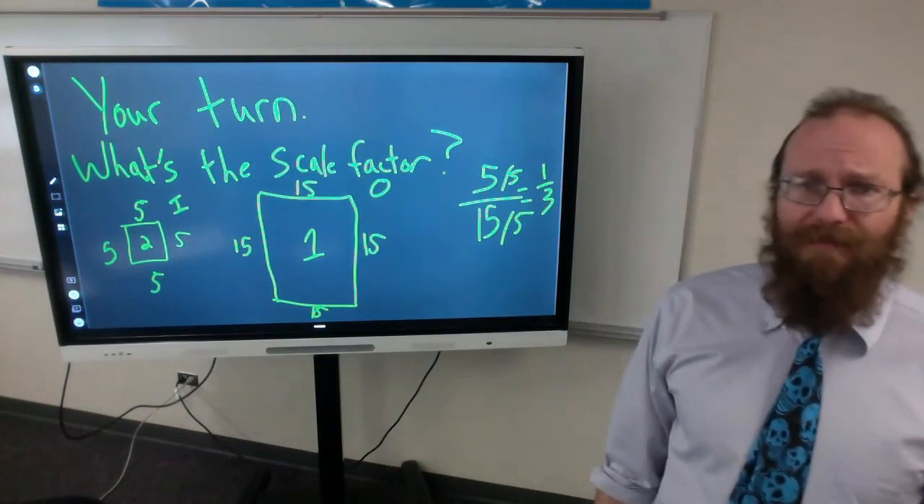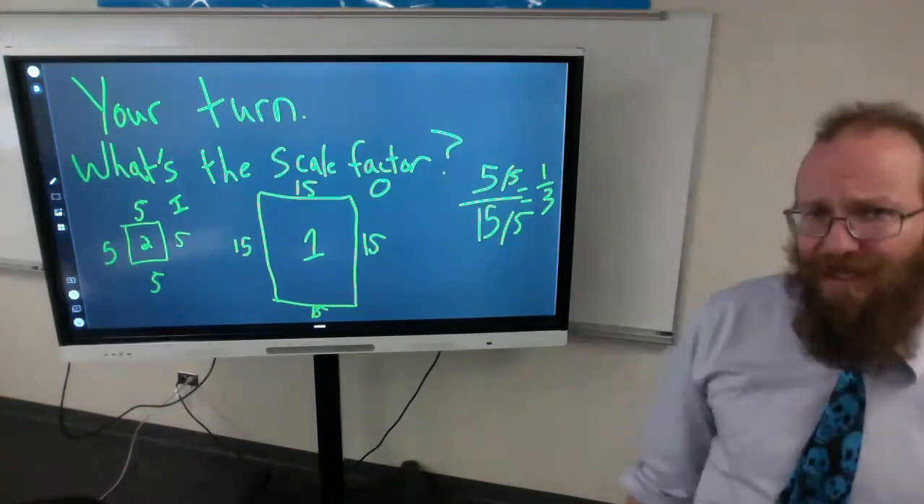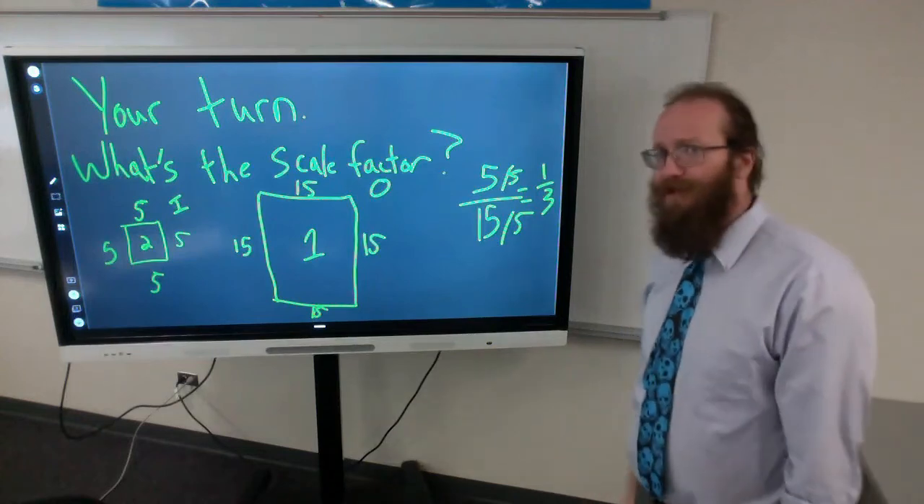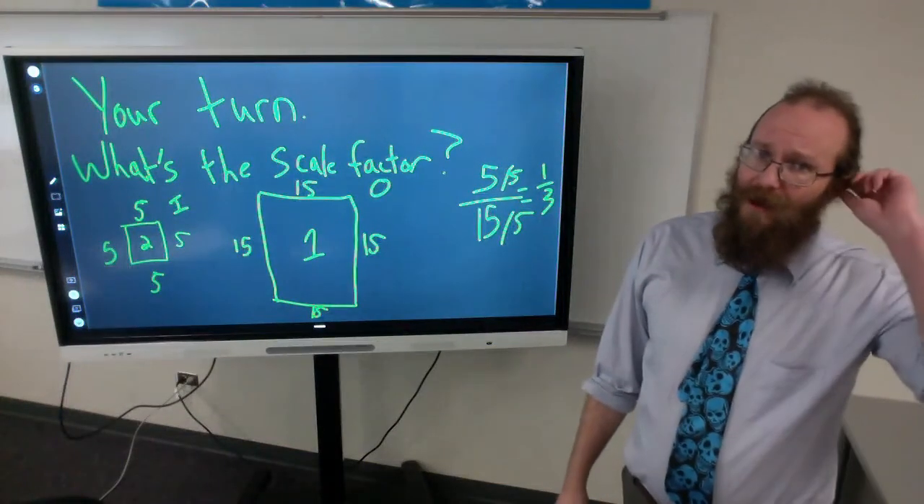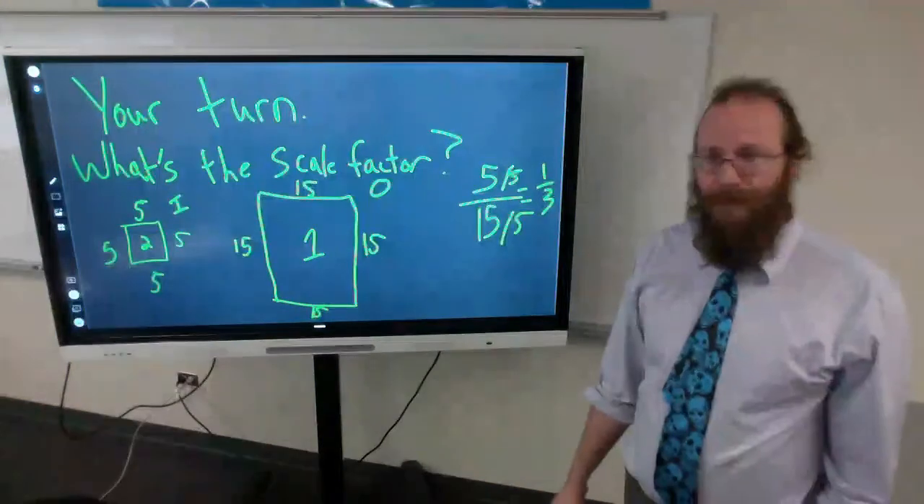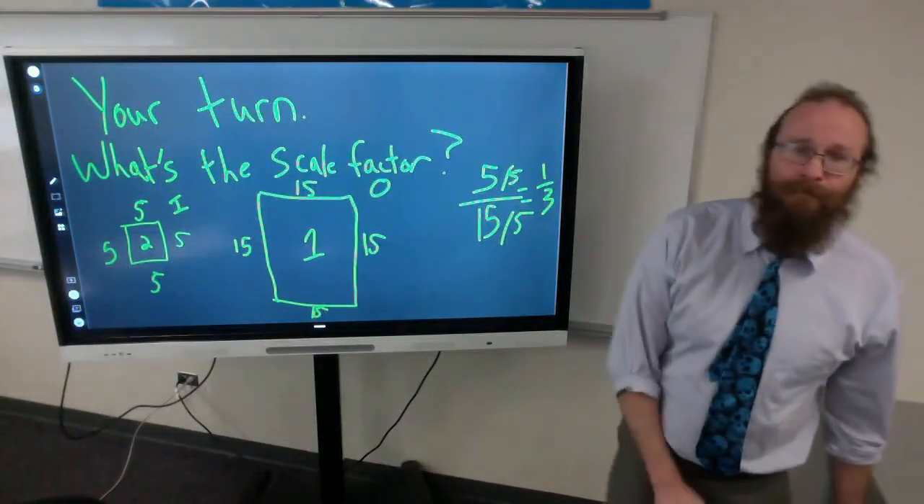Usually on tests, Mr. Cartwright will accept non-reduced answers. However, on multiple choice questions, it will almost always be the reduced answer. So if your answer is not in the multiple choice, try reducing it.